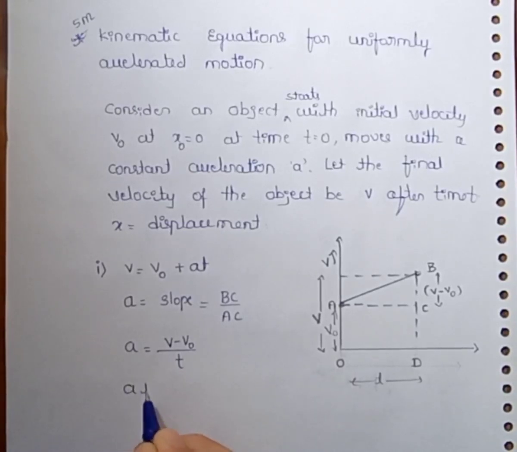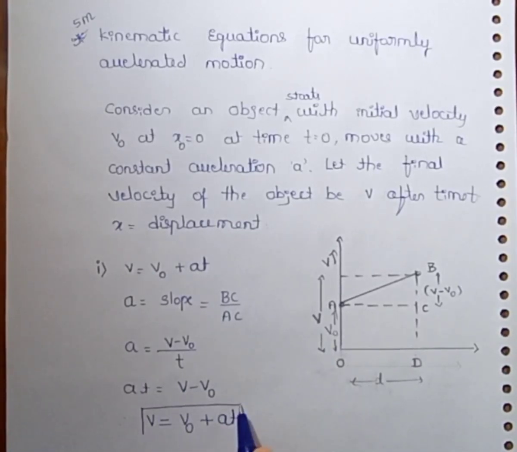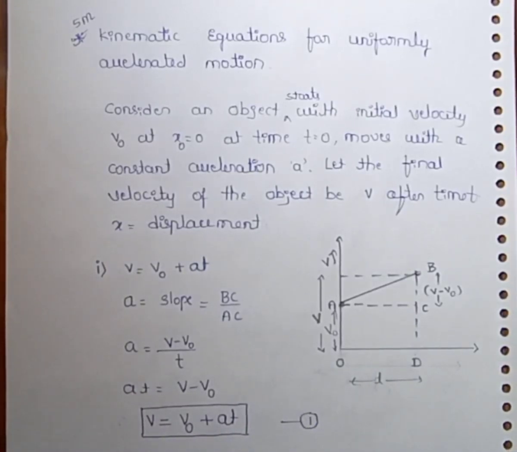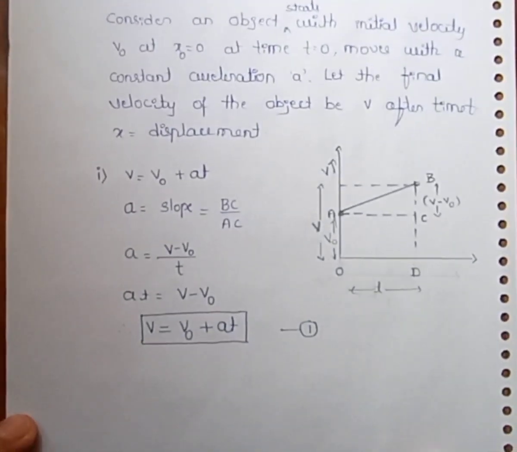So A into T is equal to V minus V0. So therefore finally we will get V is equal to V0 plus AT, because V0 is on the right hand side, just by interchanging the sign we will get V is equal to V0 plus AT. This one is the final expression while deriving the derivation.